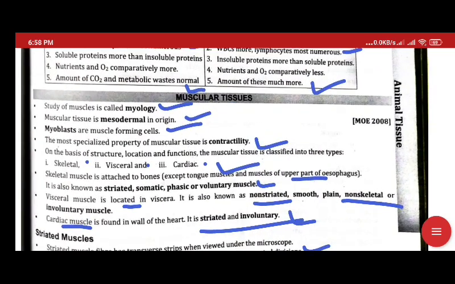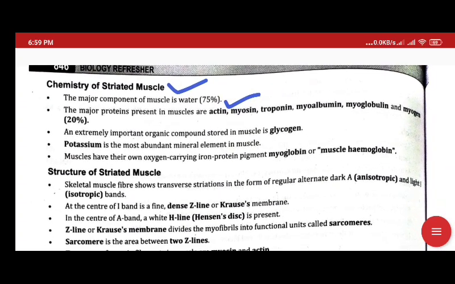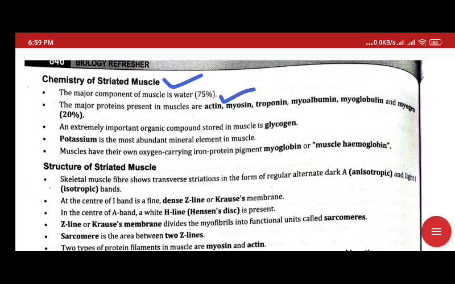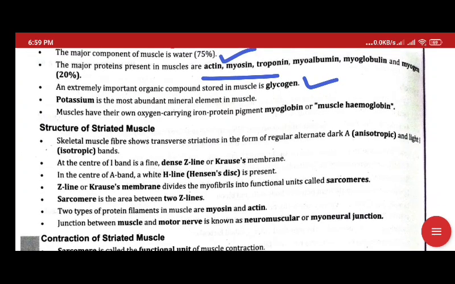Now we will continue to non-striated muscles or involuntary muscles. Now we study the chemistry of striated muscle. In striated muscles the main component is 75% water. Now 70% water in the human body system. Here is protein: actin, myosin, tropomyosin, myoalbumin, myogen types of protein, that is 20% in muscles. We have glycogen, which is the muscle's stored carbohydrate.